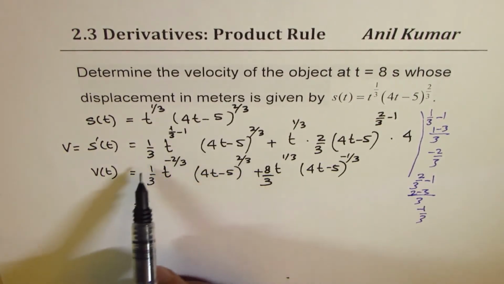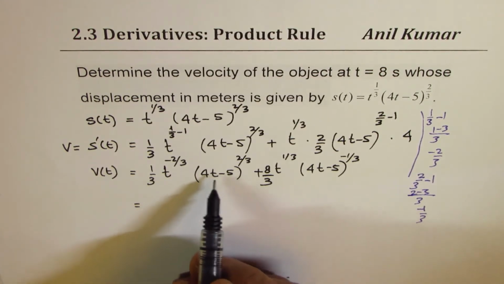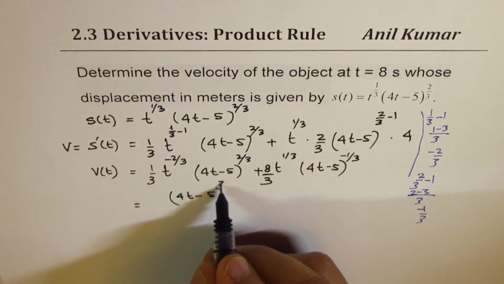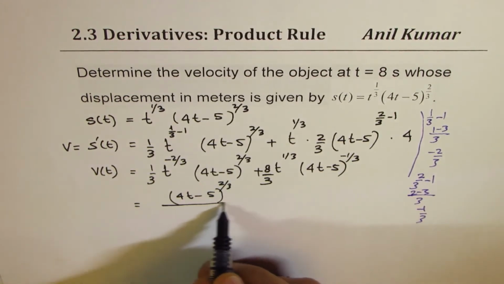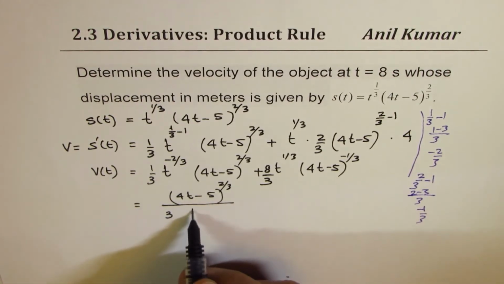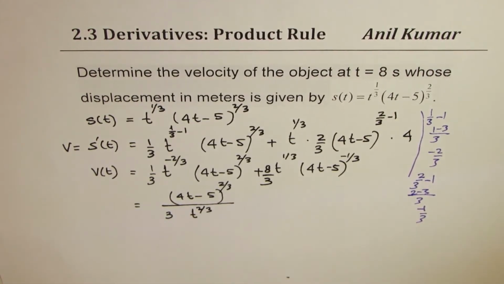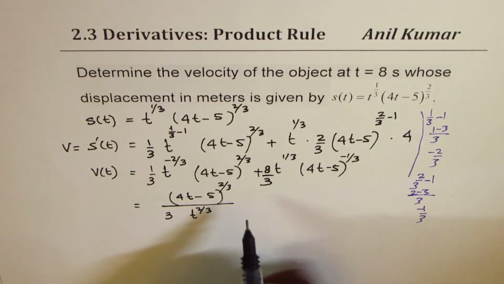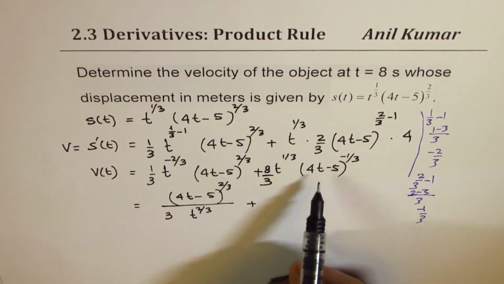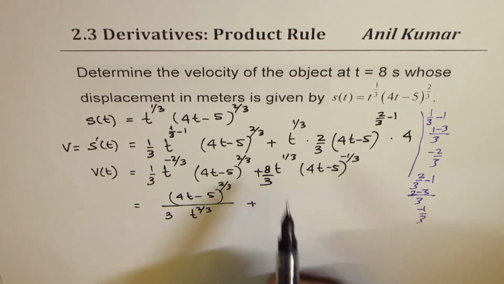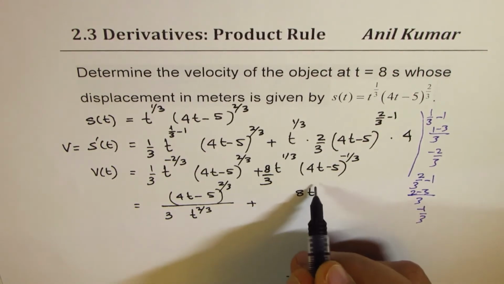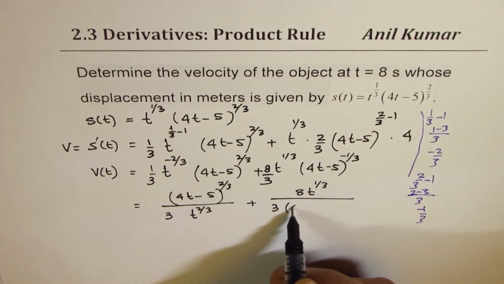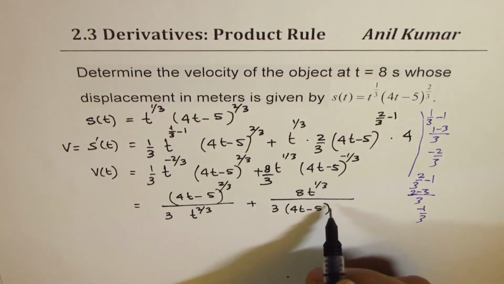So let me just rewrite this. So what we have here is, in the numerator, we have (4t minus 5) to the power of 2/3, right? Which is this term, divided by, we have 3 in the denominator here, and t to the power of 2/3, correct? Now 8 is a good value because the cube root of 8 is 2, so it's very easy to calculate. And here we have plus, this thing comes in the denominator, so we have 8t to the power of 1/3 in the numerator, and in the denominator we have 3 times (4t minus 5) to the power of 1/3.